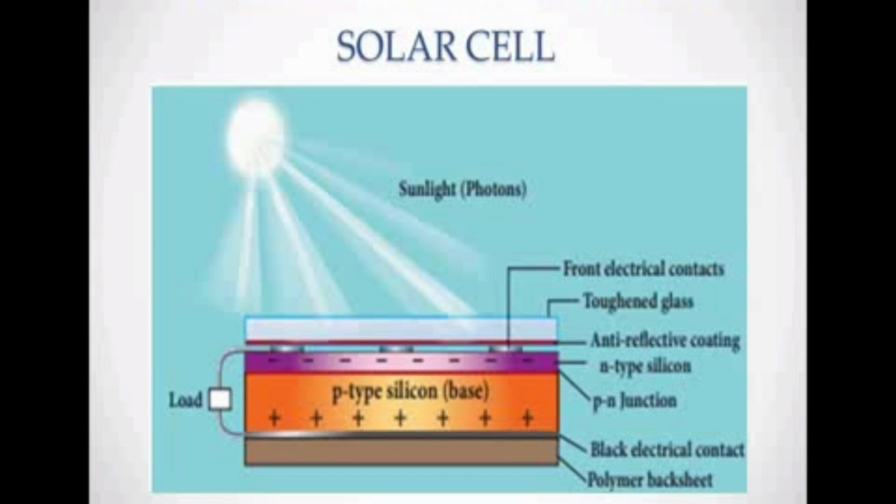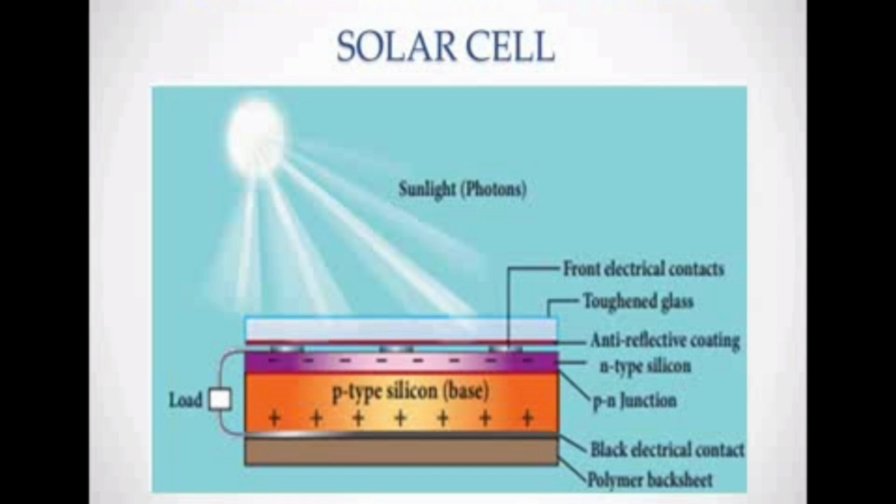Here, P and N type semiconductor materials are used. The combination of P type and N type materials are used together. So see that P type and N type: P type semiconductor is positive and N is negative. Then the back electrical contact is there.